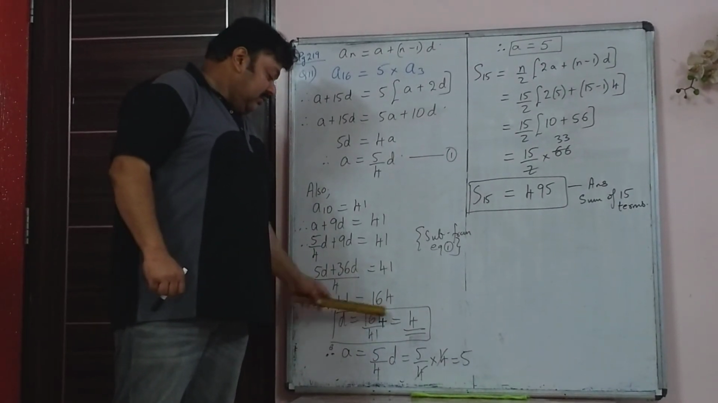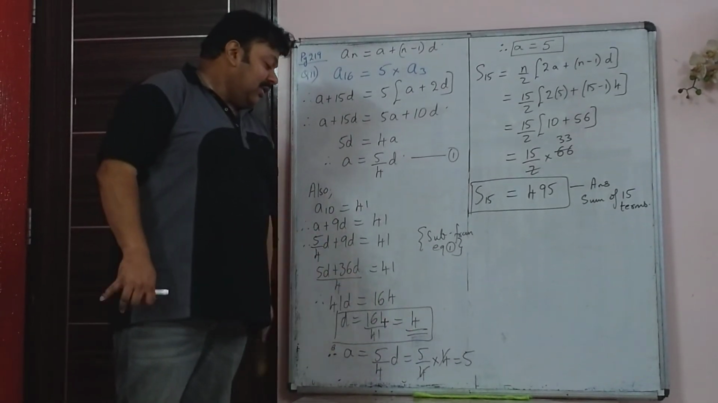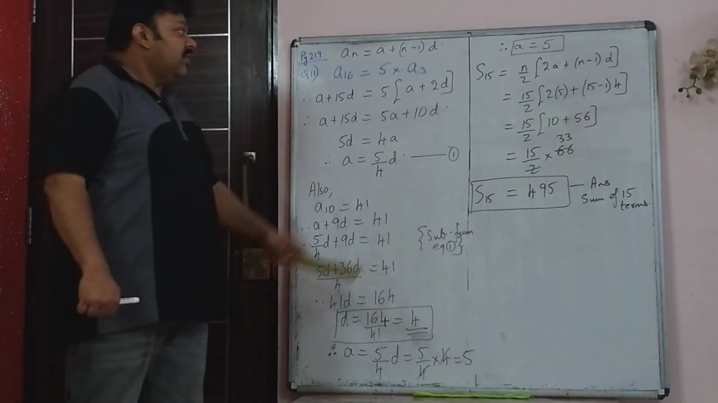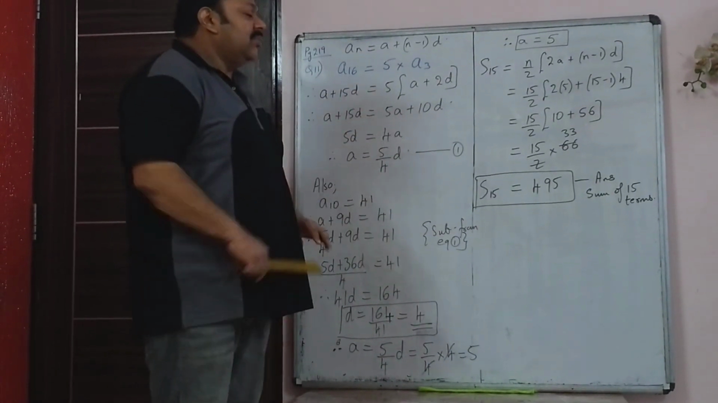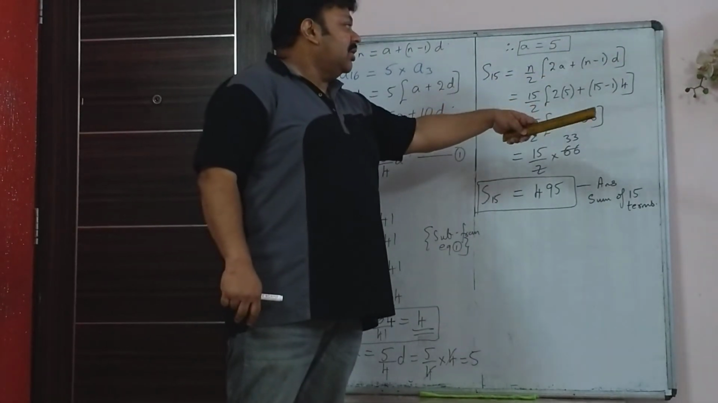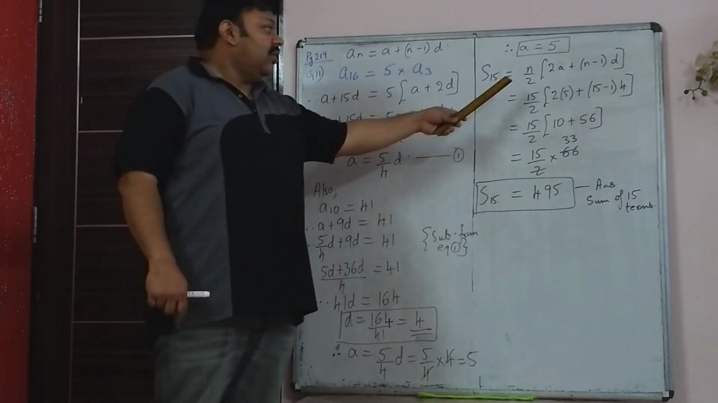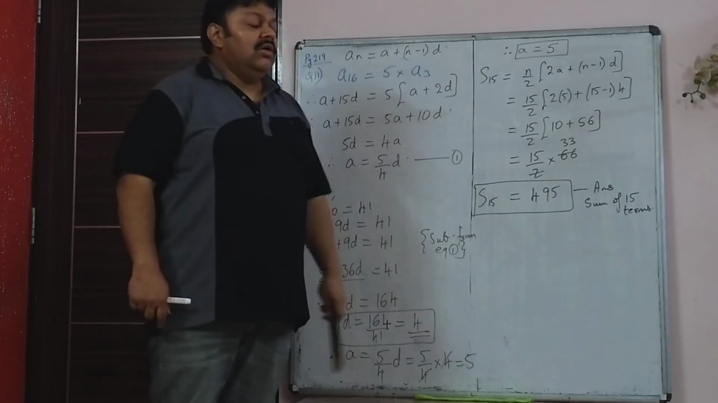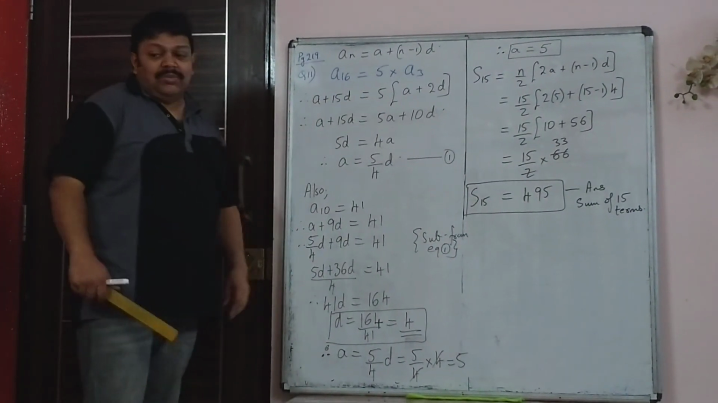So d is 4 and a is 5 by 4 times d. So 5 by 4 times 4, which is 5. a is 5 and d is 4. So now it is very simple to find the sum of the 15 terms. n by 2 times 2a plus n minus 1 d, where n is 15, a is 5 and d is 4. When you substitute, you get the sum of all the 15 terms is 495. That's how you will solve sum number 12.